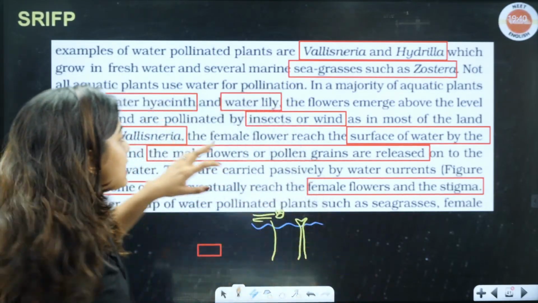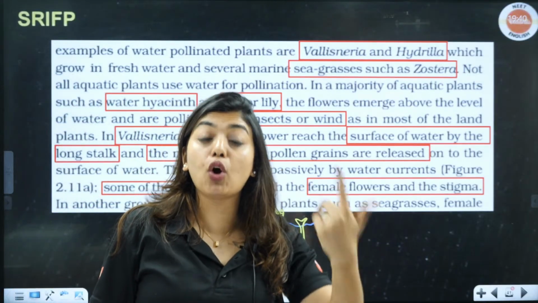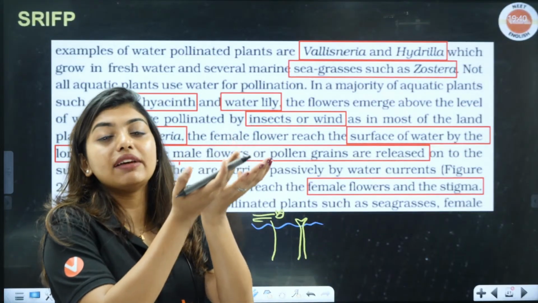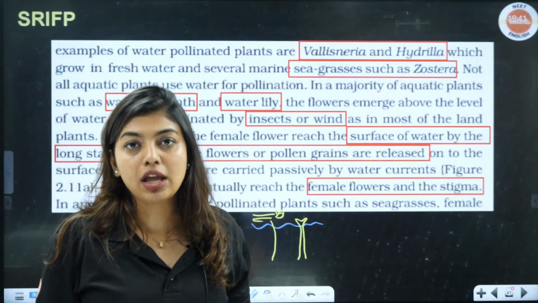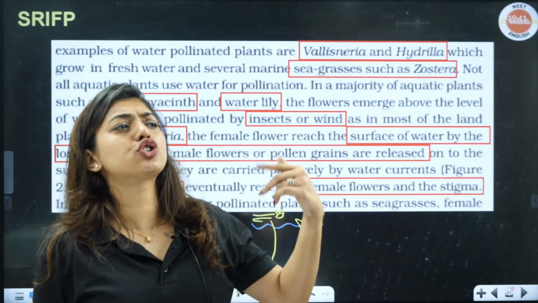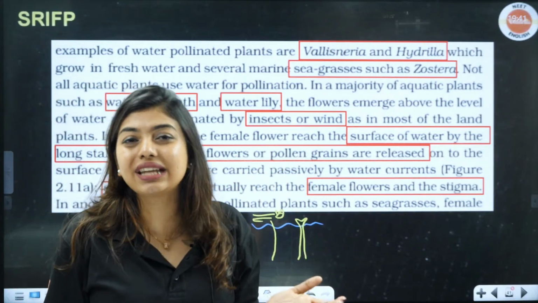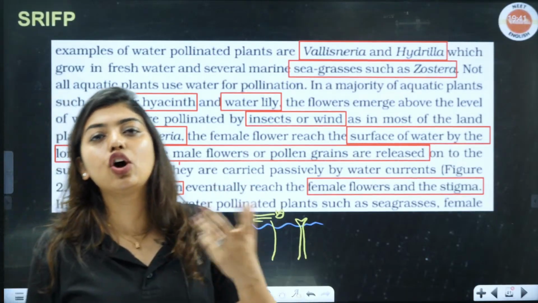But look here at examples like water hyacinth and water lily. Water hyacinth and water lily do not do it that way. What do they do? They will come above the water level. They will wait for insect or wind to pollinate them. Because they know water pollination is not that common, the chances of pollination are a little low. So why should I take the risk? I will come above the water, let insect or wind pollinate.